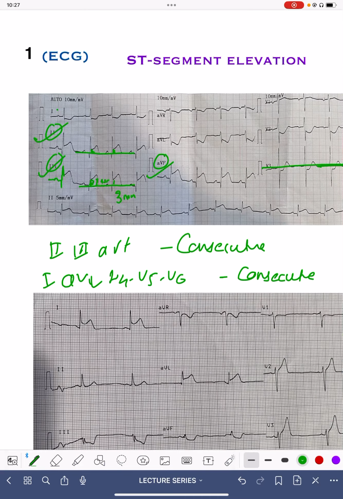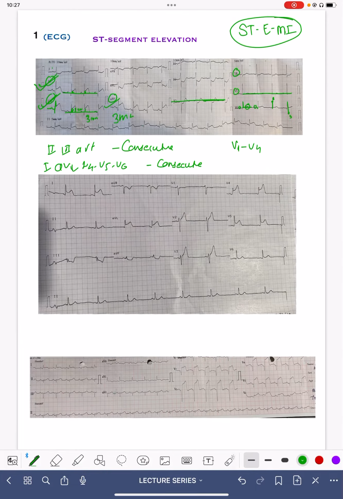We need more than two consecutive leads. So leads 2 and 3, these are two consecutive leads. It is present in three consecutive leads, and this ST elevation is around 3 to 4 millimeters. So it is significant ST elevation. This is involving 2, 3, aVF. I told you this 2, 3, aVF is usually supplied by the RCA, the right coronary artery. So this is a right coronary artery myocardial infarct. This is inferior wall MI.